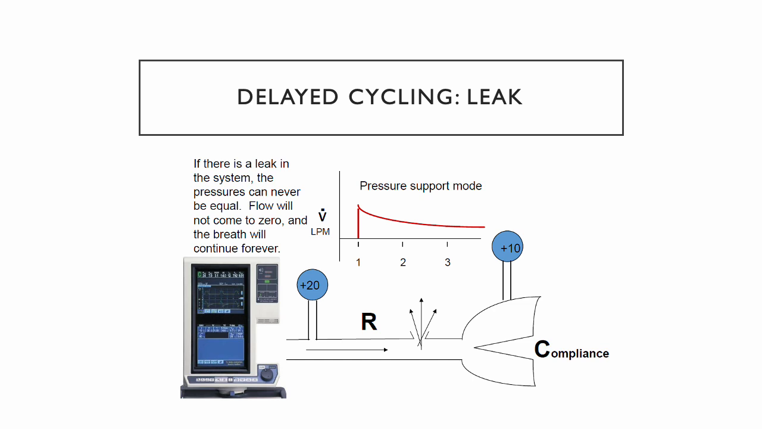Delayed cycling can be due to a leak. So if there is a leak in the system, the pressures on the left of the leak and on the right of the leak can never equalize. In extreme cases, where the pressures don't equalize, flow will never come to zero and the breath will continue forever.